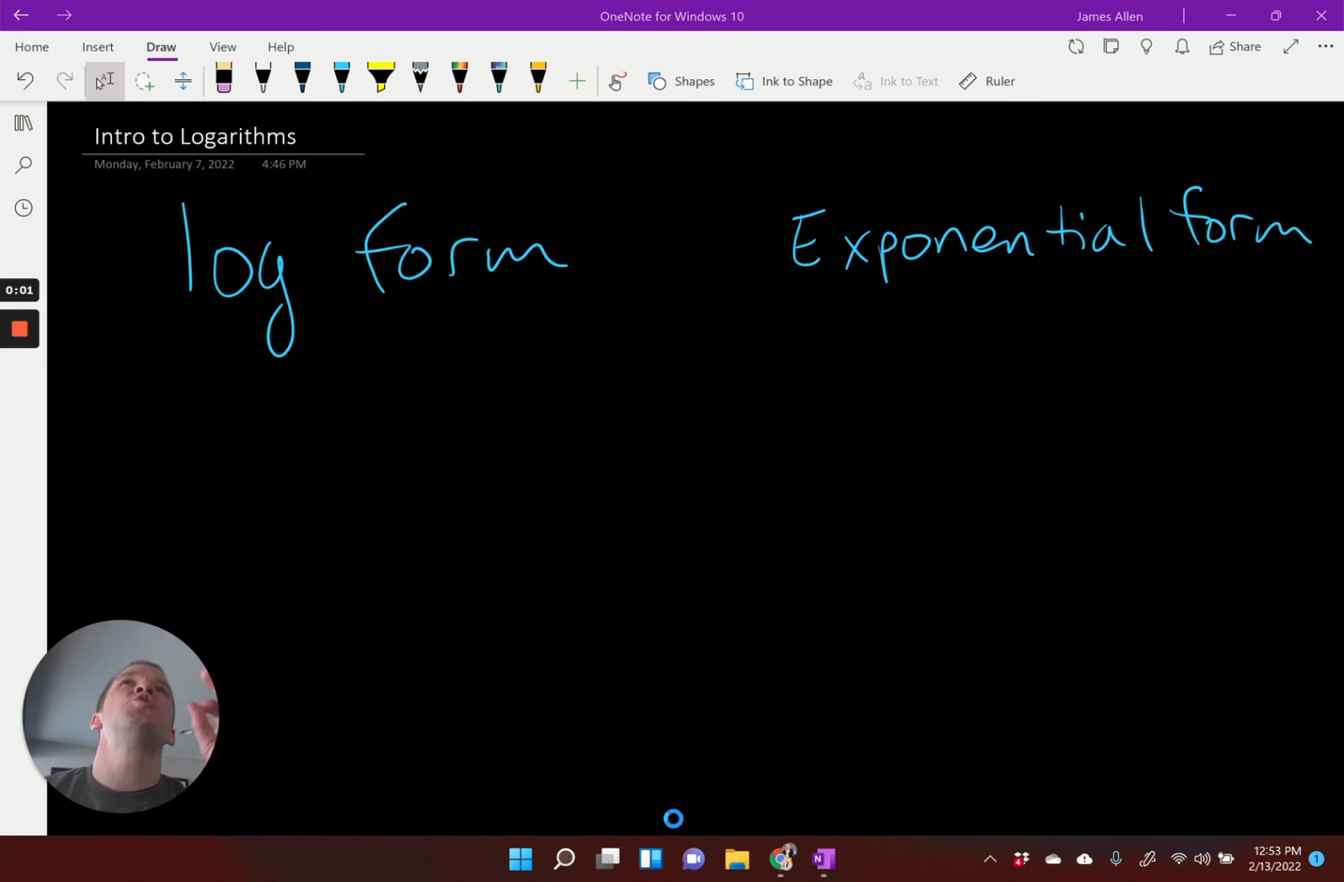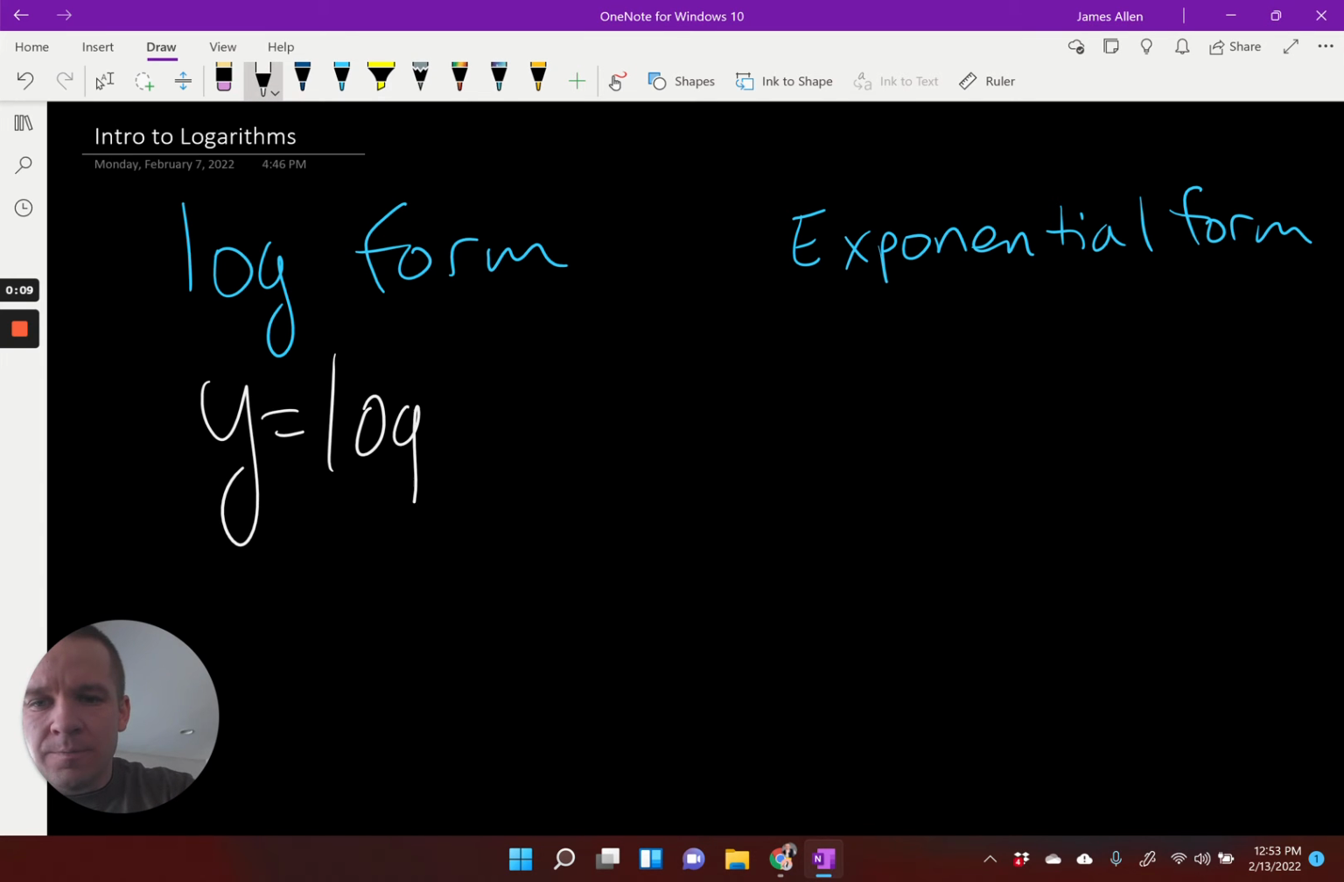All right, quick intro to logarithms. We've got our log form, and then we can also get our exponential form from that. So log form will be y equals log base b of x. Okay, I just chose those.